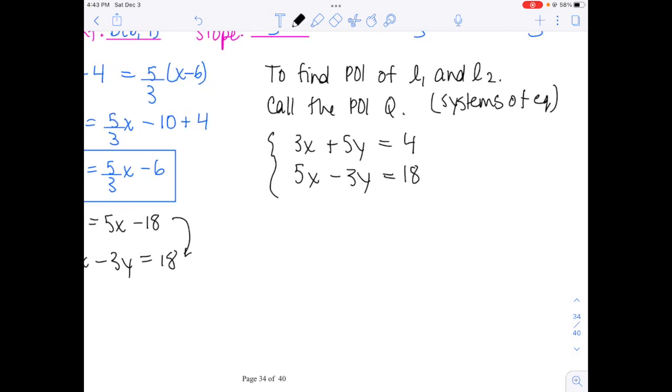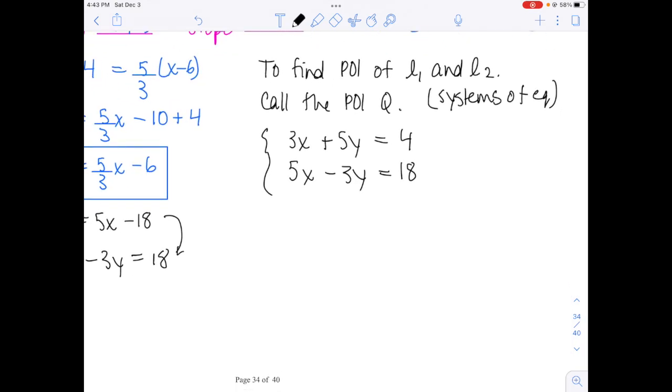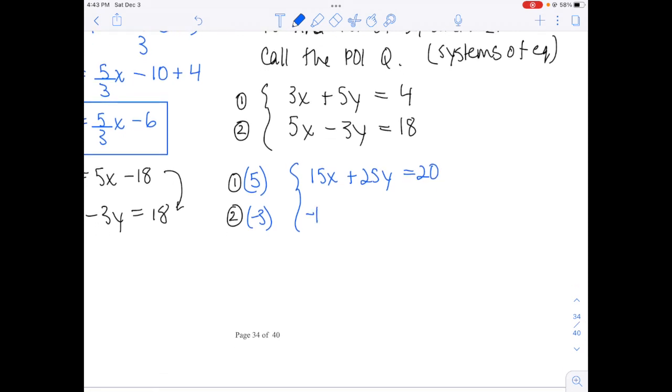Okay, and now what I would like to do is use elimination. So what I'm going to do is multiply equation 1 by 5, and I'm going to multiply equation 2 by -3, and I'm going to get 15x plus 25y equals 20. -15x plus 9y equals, what's this? 18 times 3 is 54. So we've got -54.